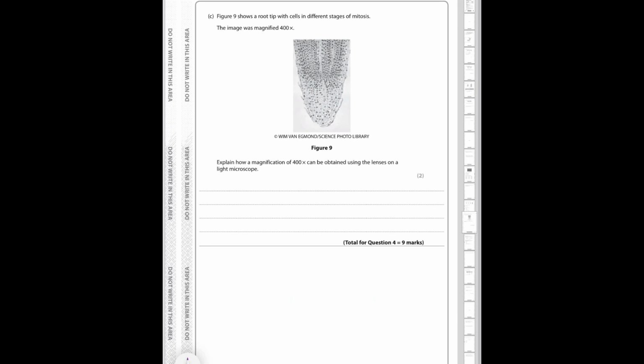So for part C, figure 9 shows a root tip with cells in different stages of mitosis. This image has been magnified 400 times. Explain how a magnification of 400 times can be obtained using the lenses on a light microscope. So basically we've got to think of our two lenses, which are the objective lens and the eyepiece lens, and we've got to get them to be multiplied together to equal 400. The objective lens is usually the most magnification. So we could use an objective lens of 400 times and combine it with an eyepiece lens of 10 times.